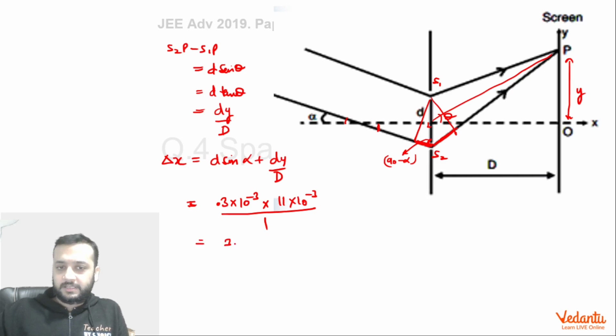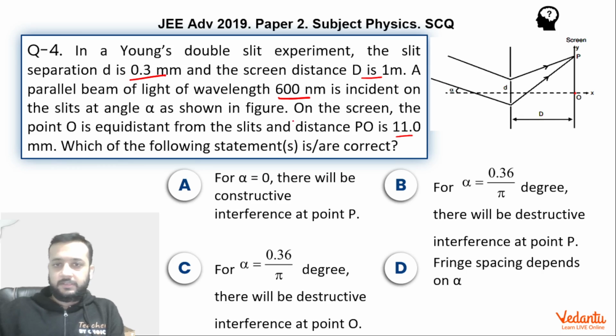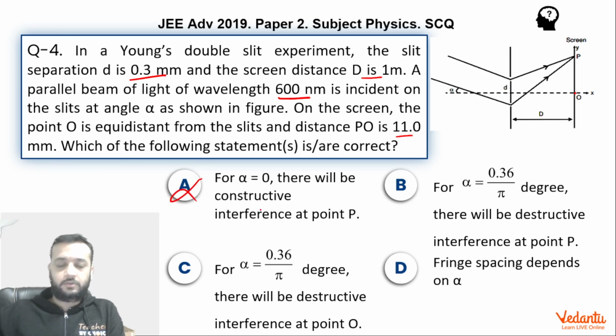So this becomes 3.3 into 10 to the power minus 6, or we can say that this will become 3300 nanometers, right? 3300 nanometers. Now if you see the wavelength of the light, it is 600 nanometers, which is nothing but 5.5 lambda, right? Which means that this is a destructive interference, because this is 5 lambda plus lambda by 2, which means it's a destructive interference. So of course option A is wrong.